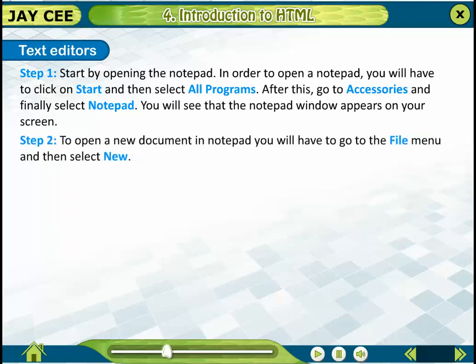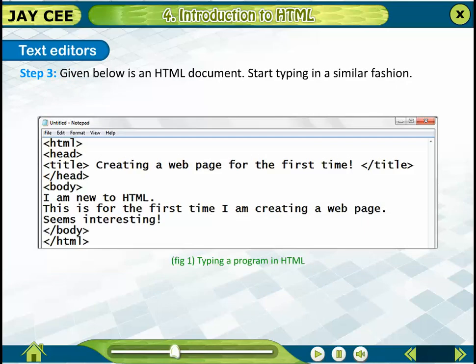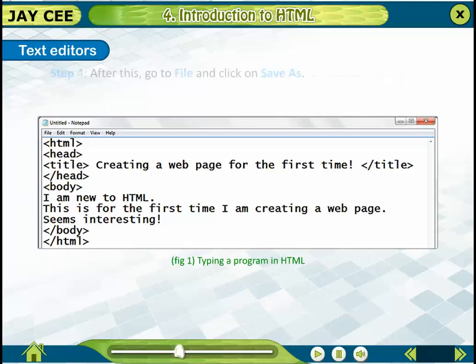Step 2. To open a new document in Notepad, you will have to go to the File menu and then select New. Step 3. Given below is an HTML document. Start typing in a similar fashion. Step 4. After this, go to File and click on Save As.